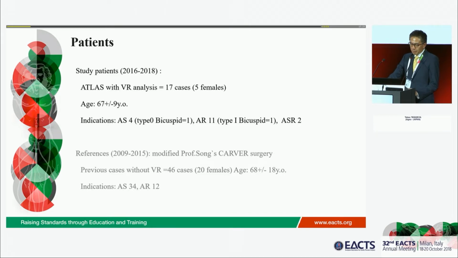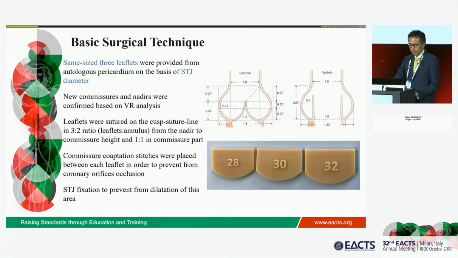So we have been performing, since 2009, the so-called Professor Ozaki's procedure, and after 2016, we installed our VR analysis. So we did 17 cases for limited indication. The basic surgical technique is same-size 3 leaflets. It's designed based on the STJ diameter, and the leaflets are sutured on the cusp suture line in a 3:2 ratio from nadir to commissure height, and 1:1 in the commissure part.